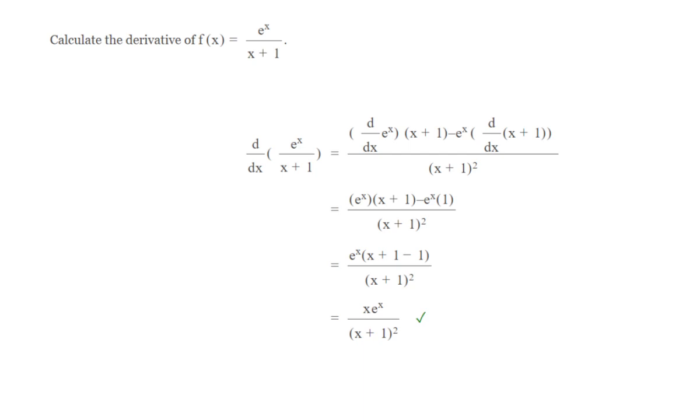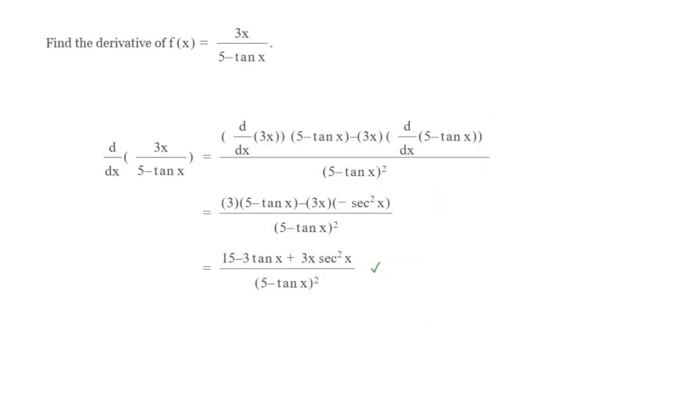So we can take the e raised to x outside and e raised to x into x plus 1 minus 1, divided by x plus 1 the whole square. So the final answer is x e raised to x whole divided by x plus 1 the whole square. Now let's look at another problem using the quotient rule.